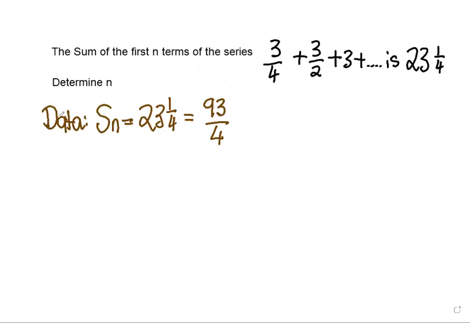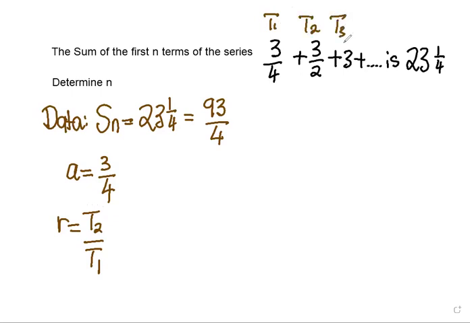Now continuing, we know that we also have the value of A. A represents the first term, which is T1. That is going to be 3 over 4, which is given right there, right? And then we must find the common ratio, given as R. For us to find the common ratio R, we're going to say R is equal to the second term divided by the first term. Don't forget that this is T1 for the series, then T2 as well as T3, right?